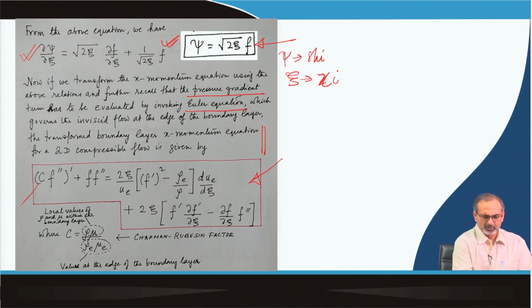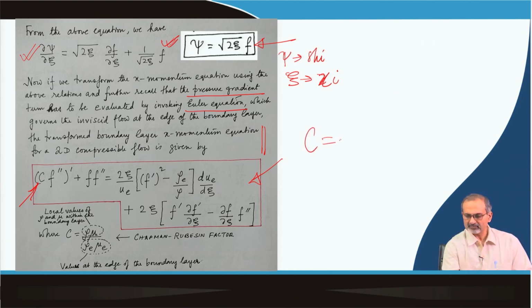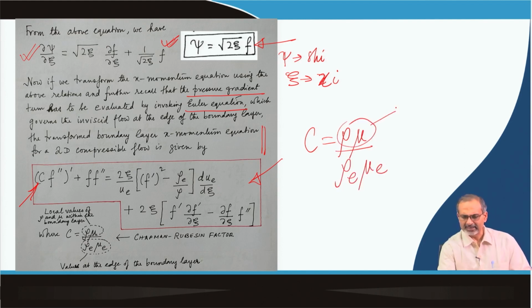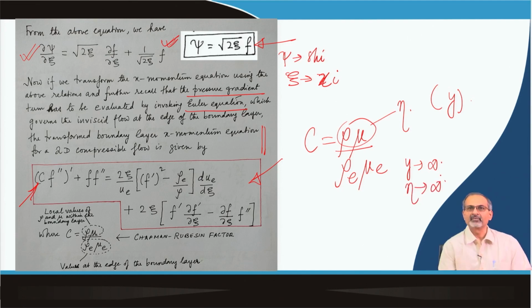You find a new entity which we are calling as capital C. What is it? It is rho times mu by rho e times mu e. So, rho times mu is at any particular eta, which is of course y in the physical space, while rho e and mu e, these are at the edge of the boundary layer. So, it is at y tending to infinity or eta tending to infinity. Actually, it is the delta, the boundary layer thickness, but we do not know that a priori, and therefore, we try to set these limiting values.